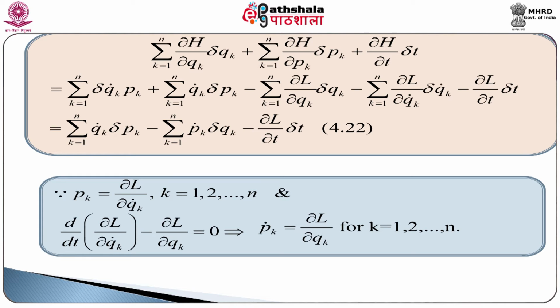We have used here the result pk equal to del L del qk dot for k equal to 1, 2 up to n. Using this result in Lagrange's equation of motion, d/dt of del L del qk dot minus del L del qk equal to 0, that is pk dot equal to del L del qk for k equal to 1, 2 up to n. This result is also used in the above equation 4.22.